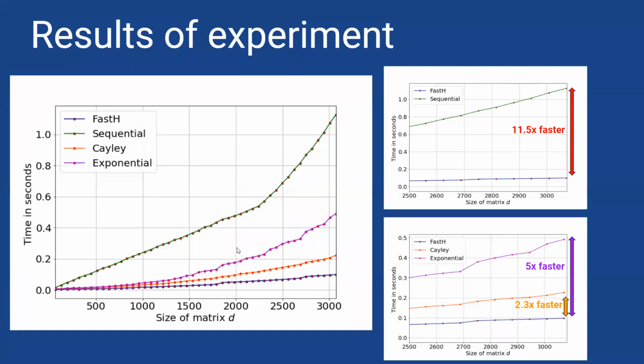And here is our result. As expected, the sequential method is the worst. Then we have the exponential curve, the Cayley curve, and the best one is the FastH method. We can see a speedup of more than 11 times compared with sequential algorithms, a speedup of about 5 times compared with the exponential, and FastH outperforms Cayley methods by more than 2 times.